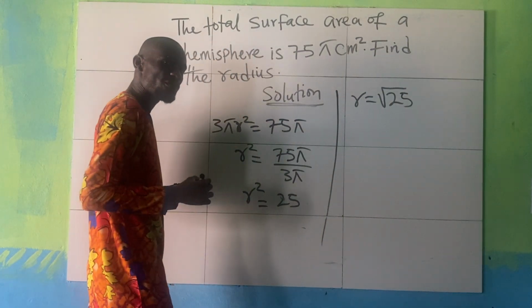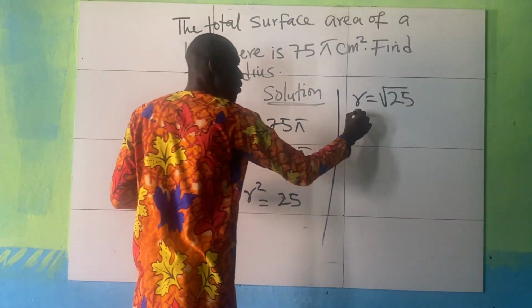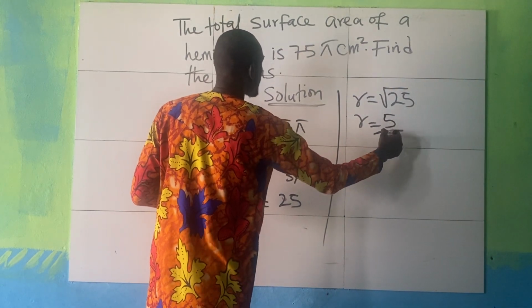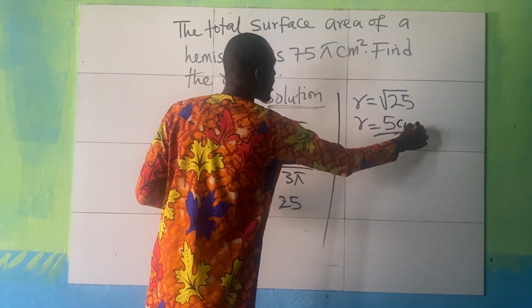The square root of 25 is 5. So therefore, r is equal to 5 as our final answer. So it will be 5 centimeters.